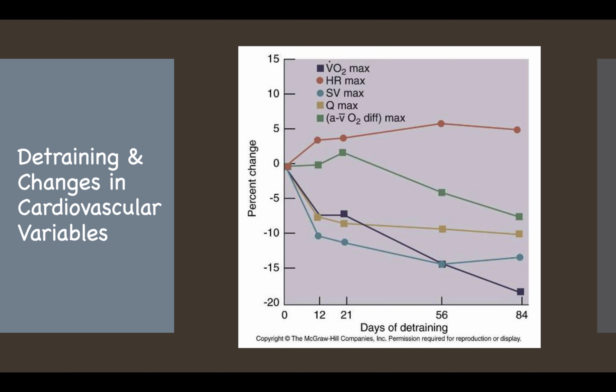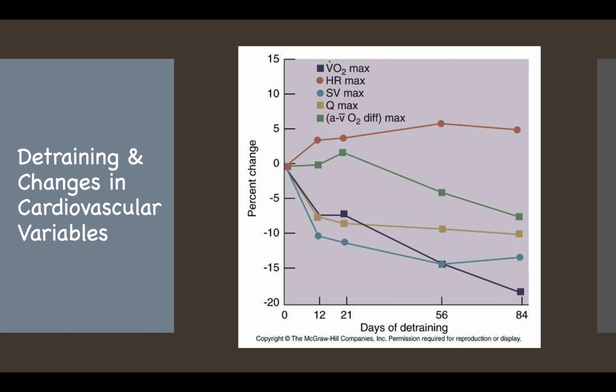On the x-axis, you have days of detraining, starting from 0 all the way out to 84 days, which is going to be 12 weeks of detraining. On the y-axis, we have relative change, so percent change in any of these variables.